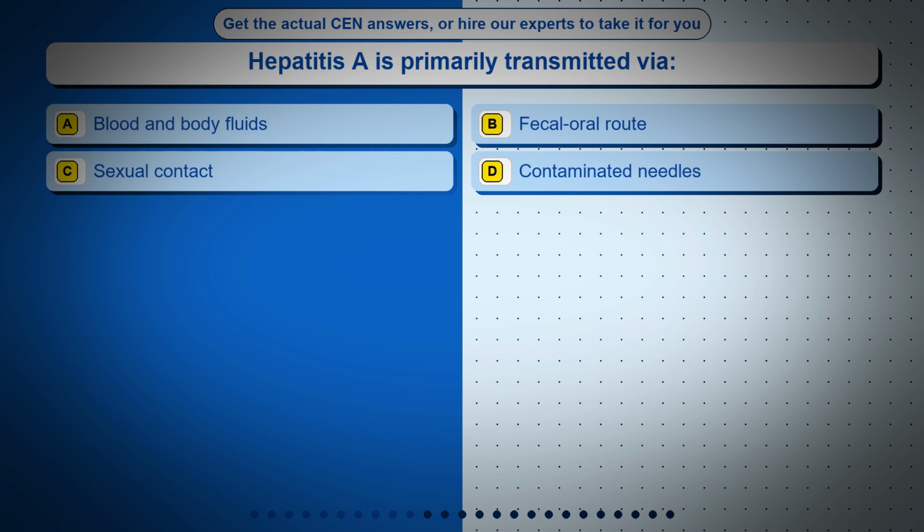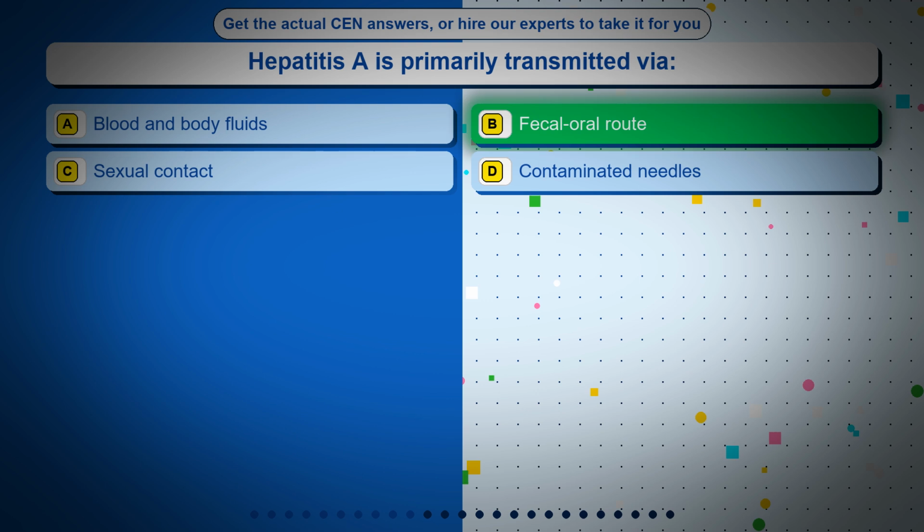Question 10. Hepatitis A is primarily transmitted via Option A, blood and body fluids. Option B, fecal-oral route. Option C, sexual contact. Option D, contaminated needles. The correct answer is Option B, fecal-oral route.